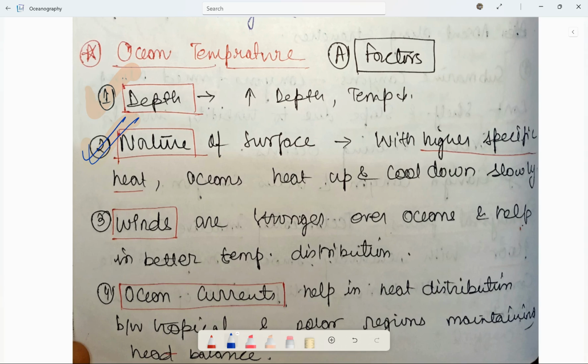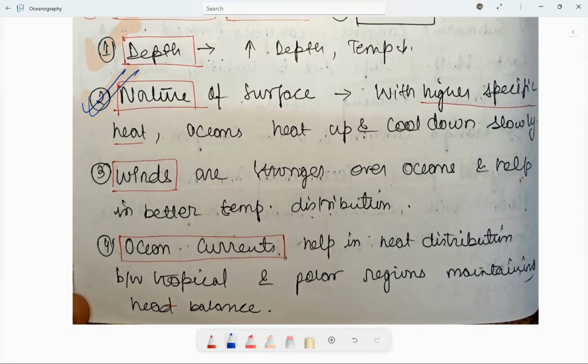It takes time for the oceans to warm up, and it takes time for them to cool down. So this specific heat concept determines the oceanic temperature. The first factor which we learned is depth: the more the depth, the lower the temperature. Second, we learned about the nature of the surface. The third is winds. The stronger the winds are over the oceans, the better the temperature distribution.